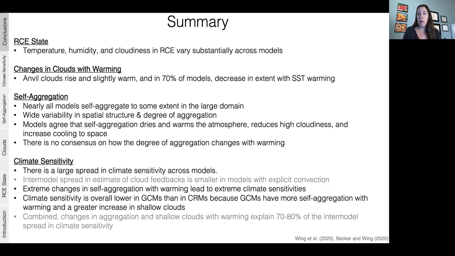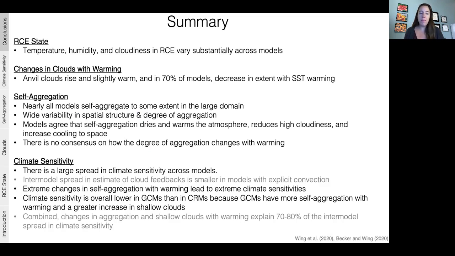We do see some model agreement, though, in particular when it comes to changes in clouds with warming: the anvil clouds rise and slightly warm, and in 70% of models decrease in extent with SST warming. When it comes to self-aggregation, nearly all models aggregate to some extent in the large domain, but there's a wide variability in its structure and degree. There's no consensus on how the degree of aggregation changes with warming, but models do agree on its impact on the mean climate.